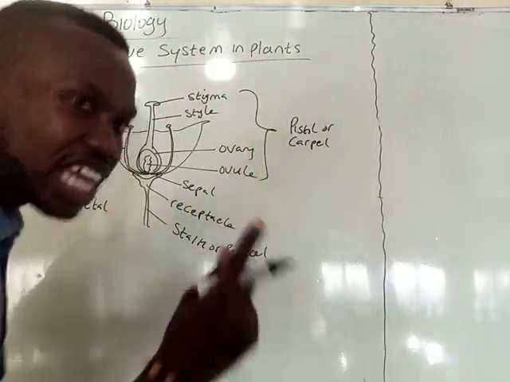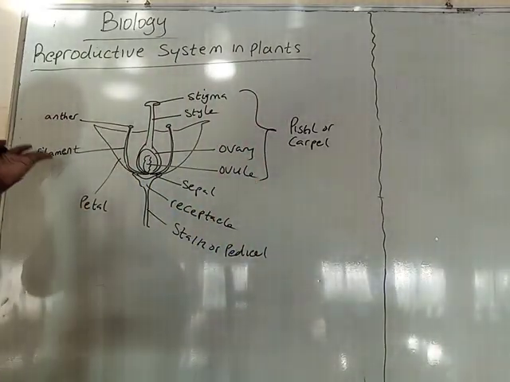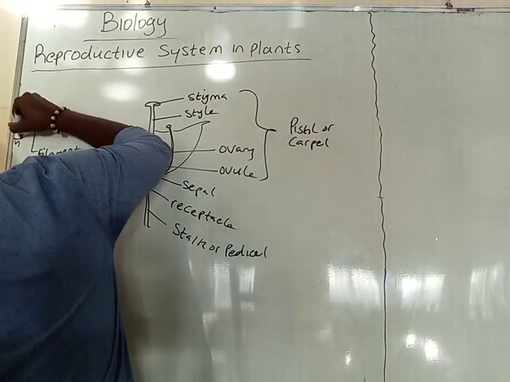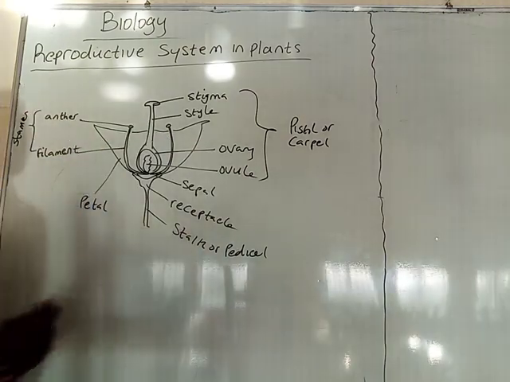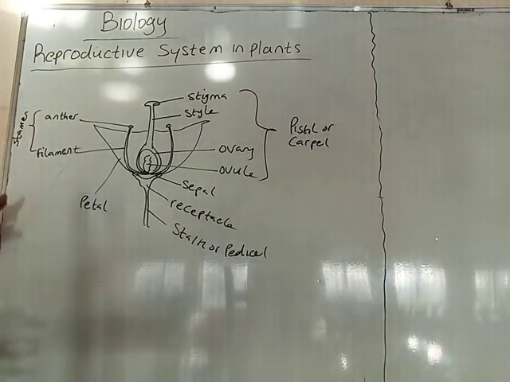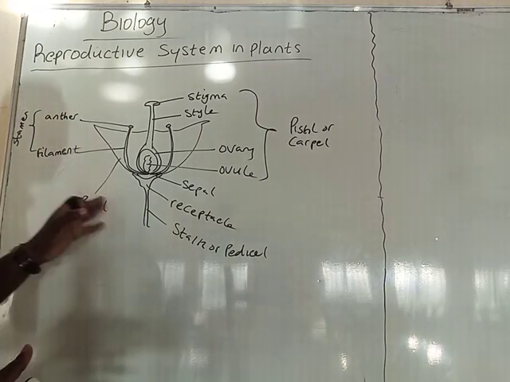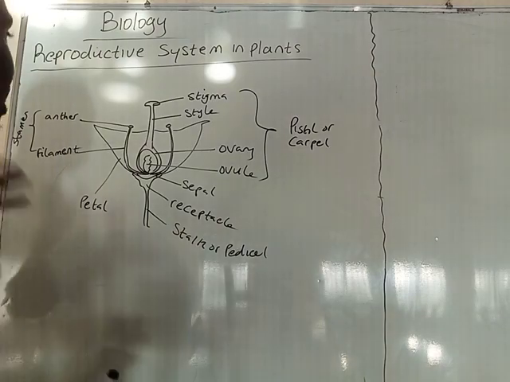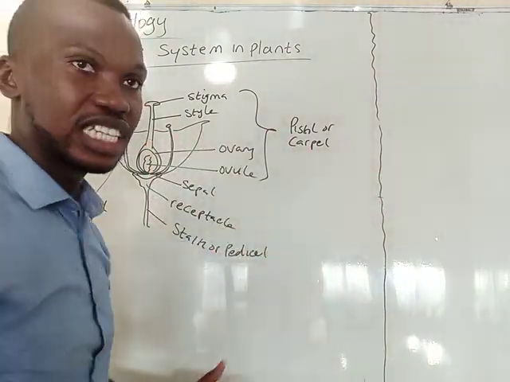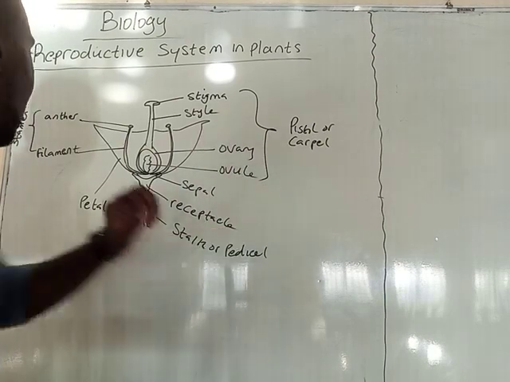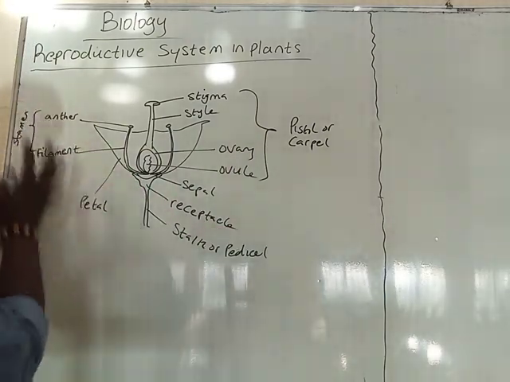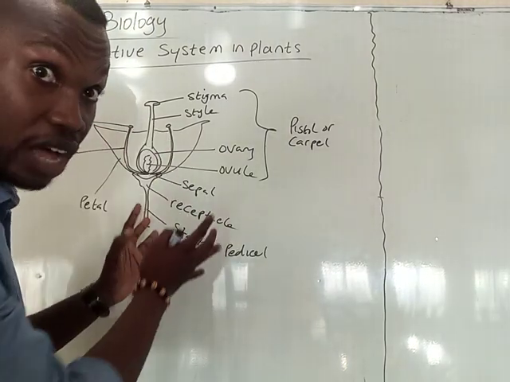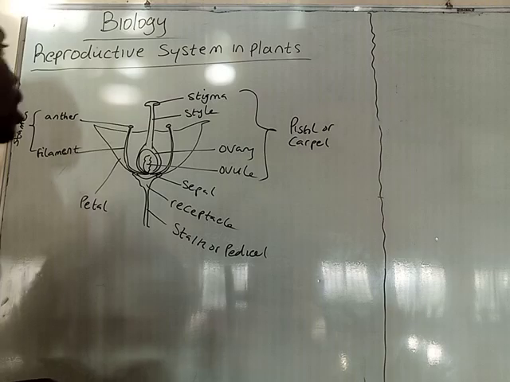Then we only have two for the male. We only have the anther and the filament. So I'm going to do the same thing here, but this one I'm going to write in a vertical manner. The collective name for the male part in a flower is the stamen. So the pistil is the collective name for the female parts, while the stamen is the collective name for the male part. I told you that this is a bisexual flower.